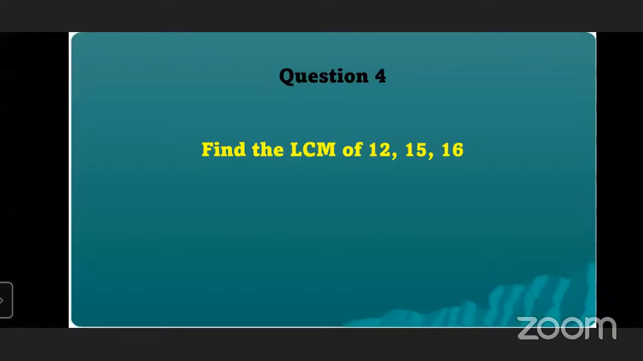We just get to know what LCM is. So today we are going to do it with tables only, with the multiples only. We are going to learn the factorization method in our next class. Yes, sir. So just write down the multiples of 12, 15 and 16, so we can get the LCM.